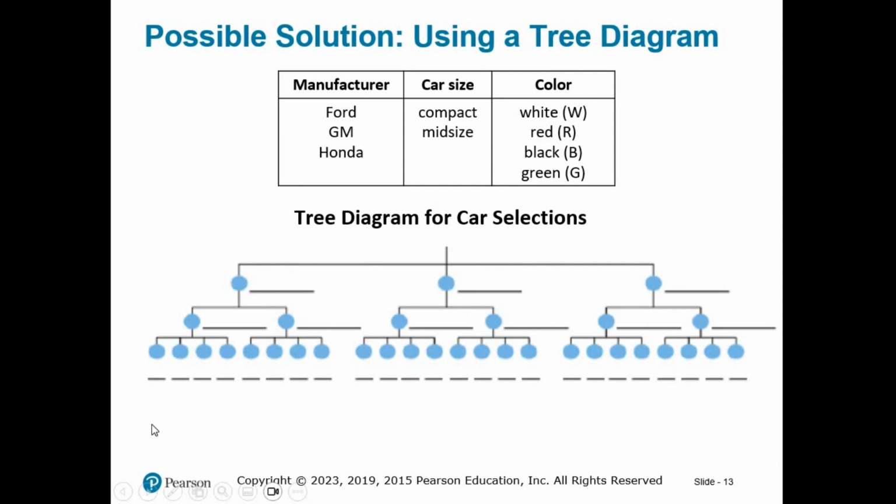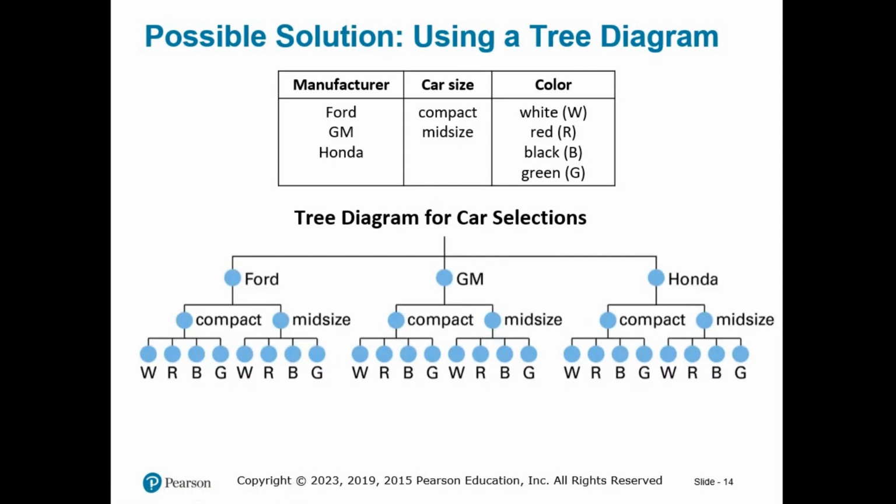Pause the video and take a moment to fill in the tree diagram for all the possibilities for this experiment. You can abbreviate the colors the way they have in the table, W for white, R for red, and so on. If we wanted to create a tree diagram for this problem, here's what it might look like. Okay, this is still a lot of work.